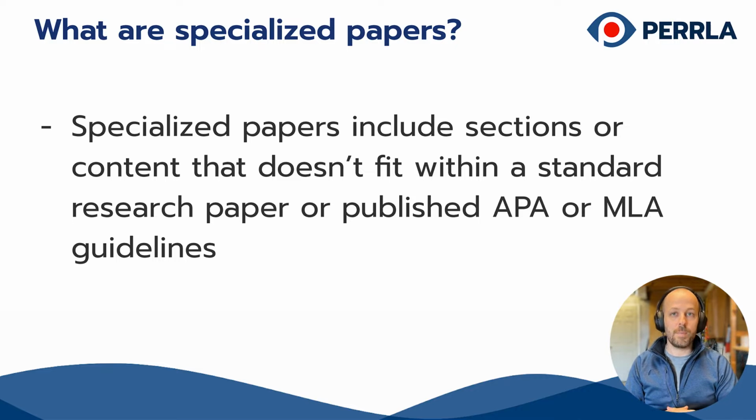So the APA and MLA guidelines give us a number of directions for how those standard sections should look, including things like headings 1, 2, and 3, 4, 5, and ways that we can break up our paper into other subsections, also including things like abstracts and appendices. However, that doesn't always cover the full range of things that can show up inside of a paper.